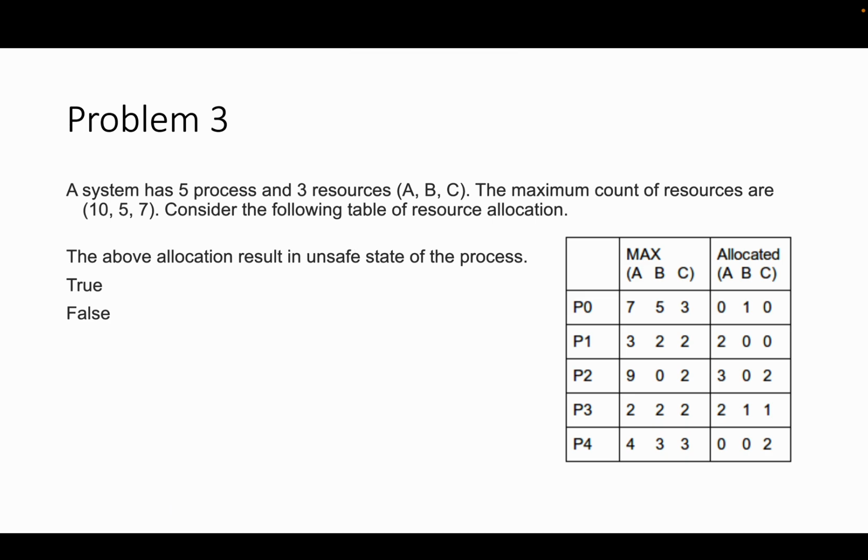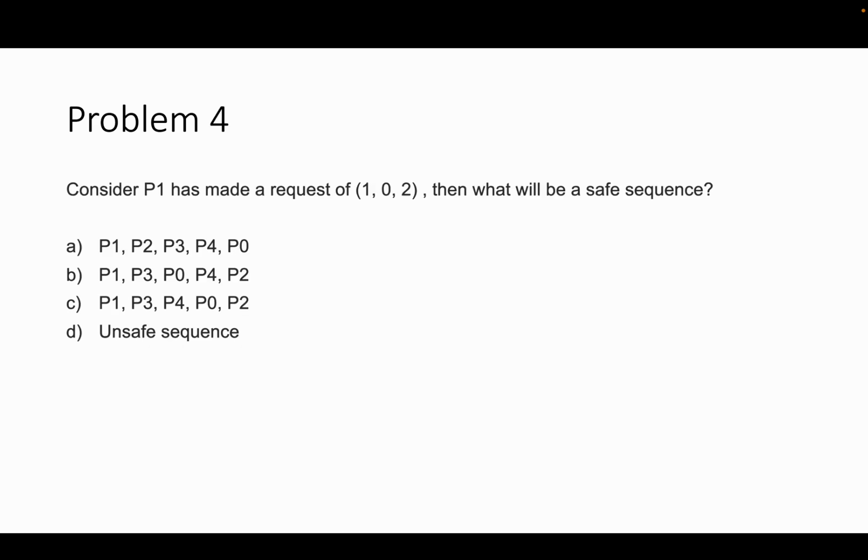Okay, so moving on, the next problem here is that a system has 5 processes and 3 resources A, B, C. The maximum count of resources are 10, 5, 7. Consider the following table of resource allocation. And the question is whether the above allocation results in an unsafe state of the process, and you have to say true or false. And then, consider P1 has made a request of 1 0 2, then what will be a safe sequence?